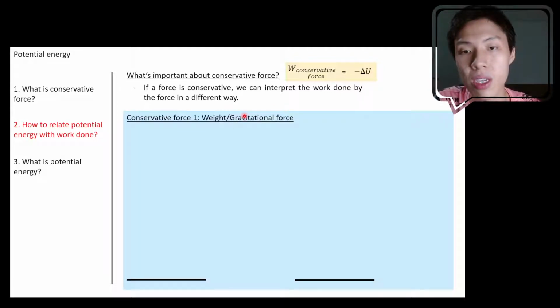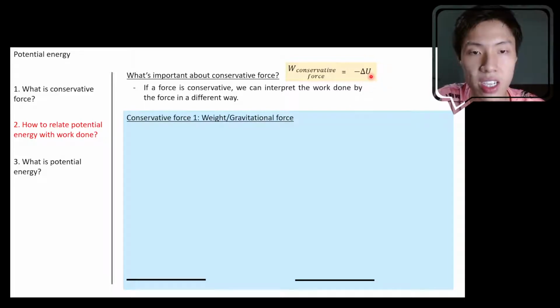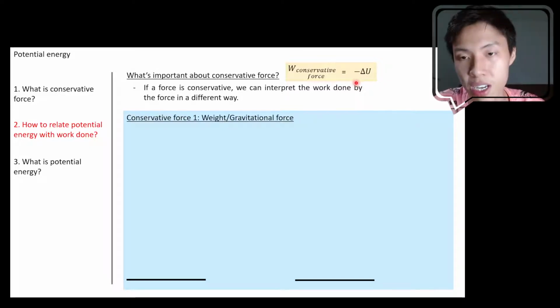The first one will be weight or gravitational force. So in this video, we'll analyze various situations in which we find the work done by gravitational force and relate it to the change of gravitational potential energy. And in the next video, we'll look at the second conservative force, which is the restoring force by the spring.